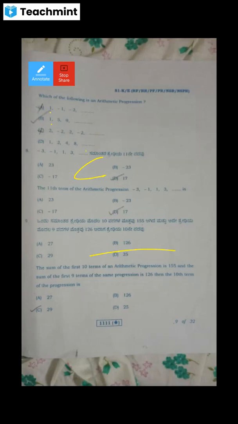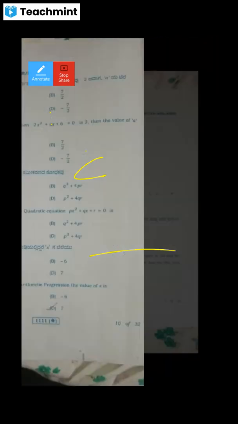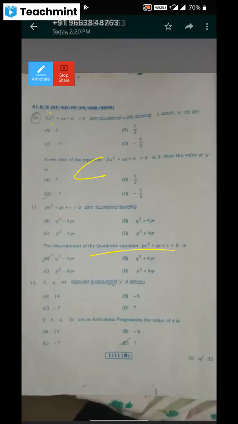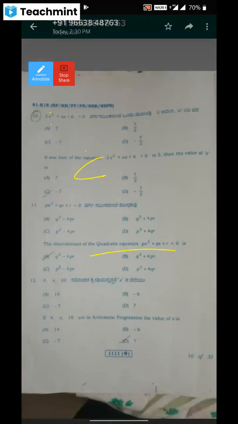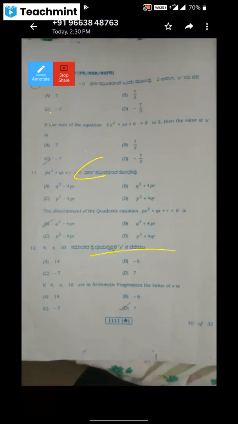So option C is the right answer for the ninth question. So 10th one, if one root of the equation 2x square plus ax plus 6 equal to 0 is 2, then the value of a is. So this is a trial and error method. I used 7 first instead of a.